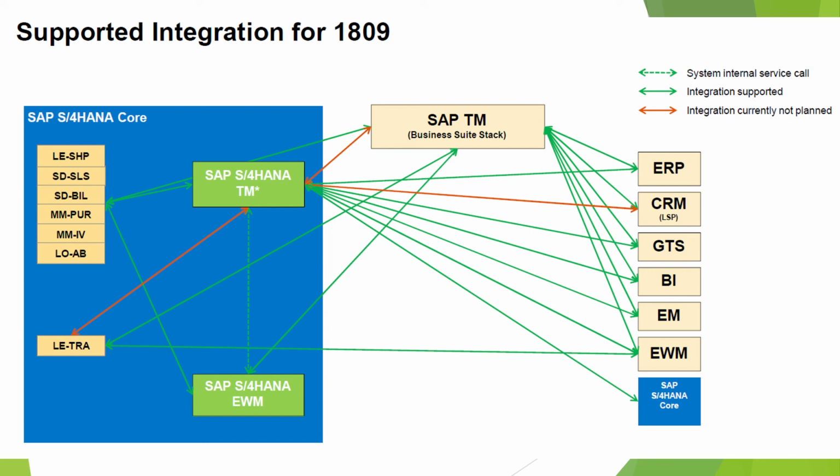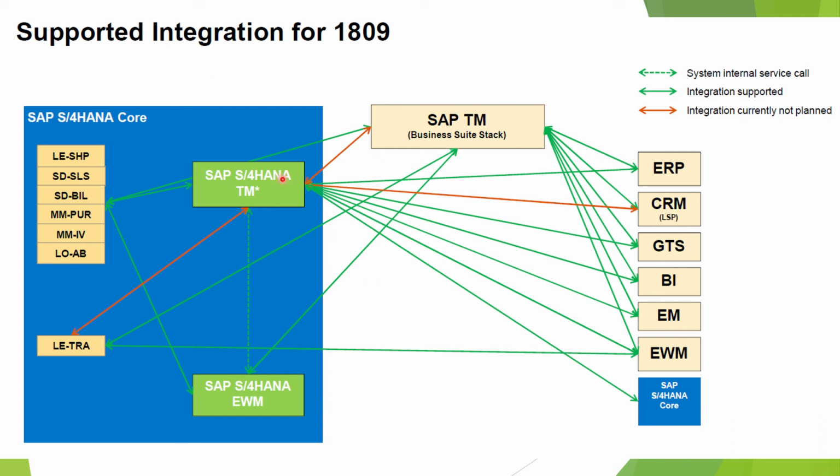Now I'll show you how the SAP S4 HANA 1809 is integrated with the system. So if this is our S4 HANA, this S4 HANA system right now can be integrated to several modules. And EWM was also a standalone system earlier, but it is now again integrated or embedded into S4 HANA 1809.